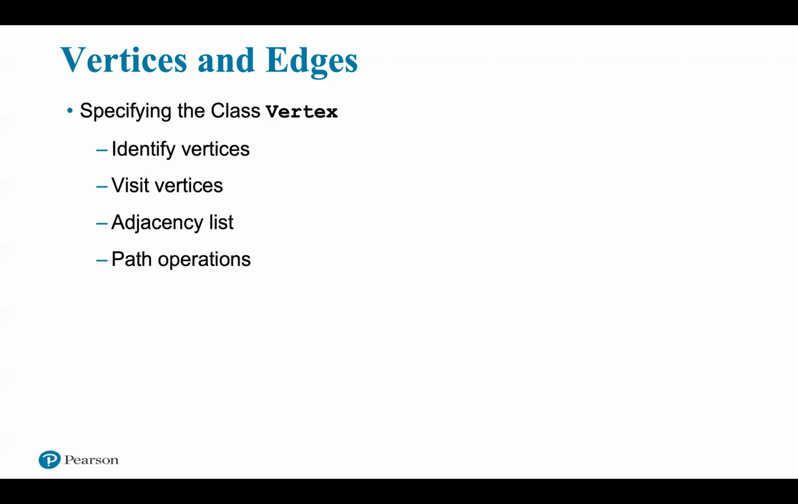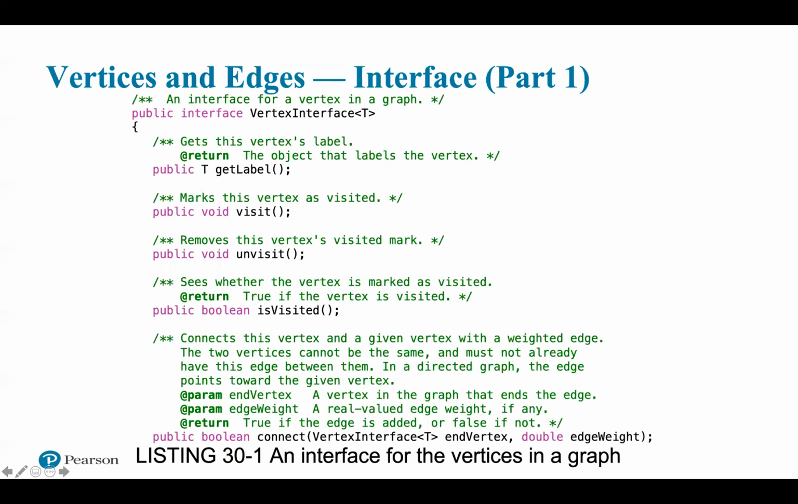The structure of a vertex is more like the structure of a node in a general tree than a structure of a node in a binary tree. Both the general node in figure 25.8 and a vertex reference a list that you can use to address other nodes or vertices. So let's talk about specifying the class Vertex. For identifying vertices, first we need a way to identify the vertices in a graph.